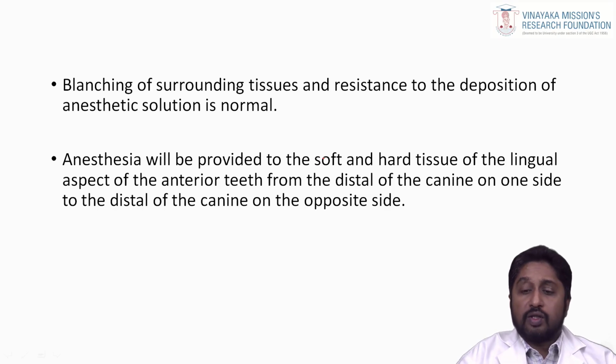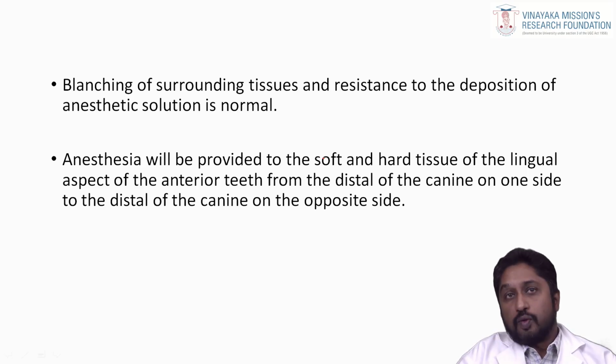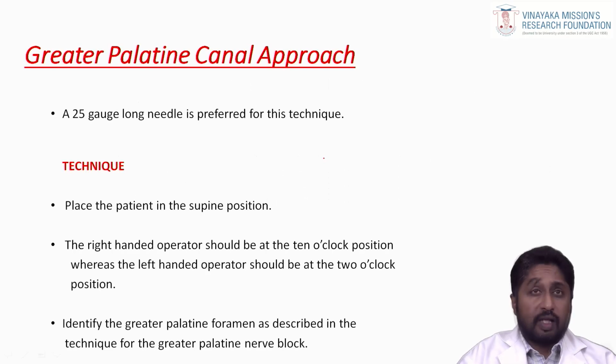Anesthesia will be provided to the soft and hard tissues of the lingual aspect of the anterior teeth, from the distal of the canine on one side to the distal of the canine on the opposite side. So when you give this anesthesia, right from 1-1, 1-2, 1-3, 2-1, 2-2, 2-3, all these 6 teeth will be anesthetized. That is, from canine to canine, the anterior teeth will be anesthetized. So actually, these are the 5 most important nerve blocks which I told you.